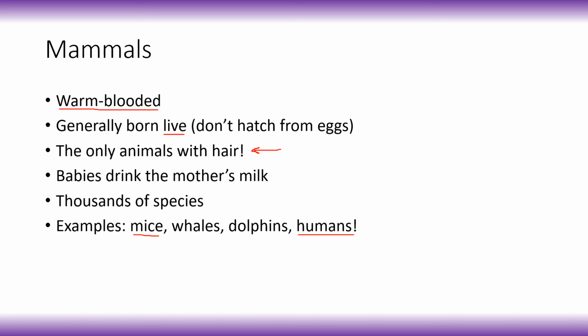Now, other animals might have things that function similarly. They might have feathers with birds, or scales in the case of reptiles. Sometimes they have a function for protection, or sometimes maybe it's something to do with regulating their temperature. Each of these organisms has its own way of dealing with these challenges, and for mammals, our way of dealing with that is with hair. And babies drink the mother's milk, and that's another defining characteristic of mammals. And once again, there are thousands of species.